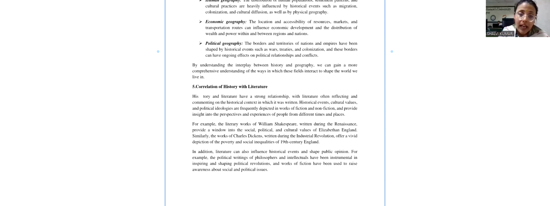In addition, literature can also influence historical events and shape public opinion. For example, the political writings of philosophers and intellectuals have been instrumental in inspiring and shaping political revolutions, and works of fiction have been used to raise awareness about social and political issues.